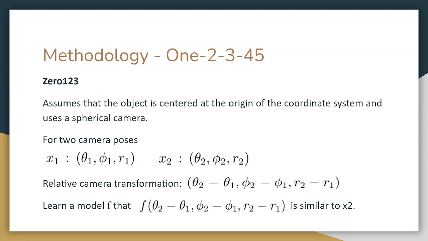For two camera poses, x1 and x2, here we use theta as the polar angle, phi as the azimuth angle, and r is the radius. And x1 and x2 are two images of an object captured from different views. The relative camera transformation is like here. The Zero-1-2-3 model aims to learn that when we input the relative camera transformation to the model, it will predict the synthesized view that is similar to x2.